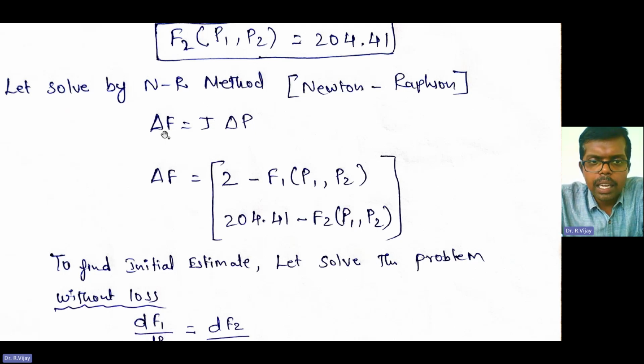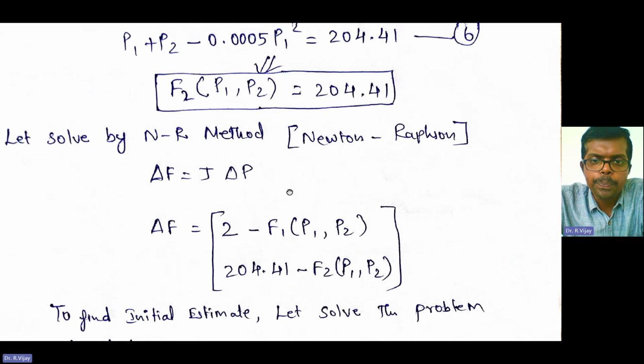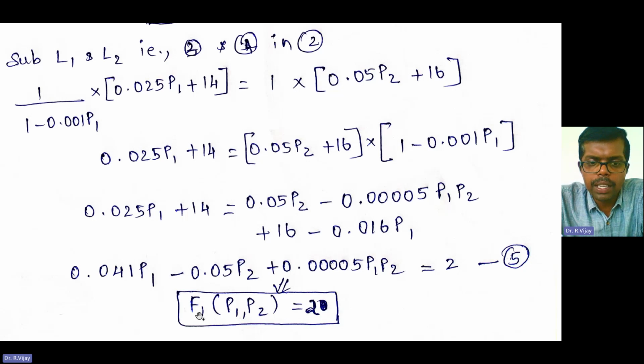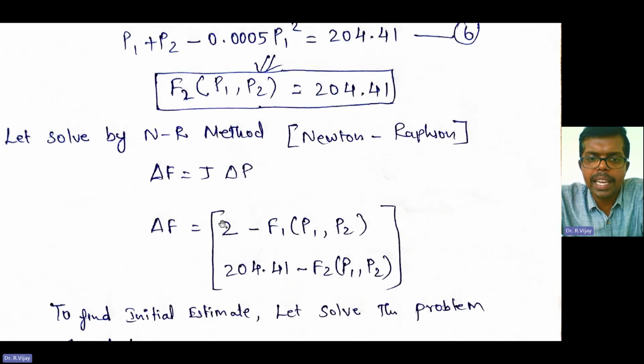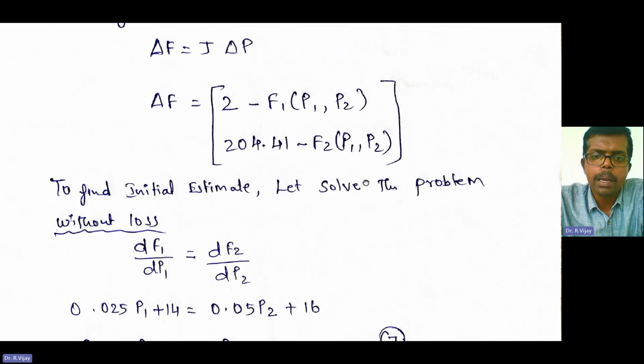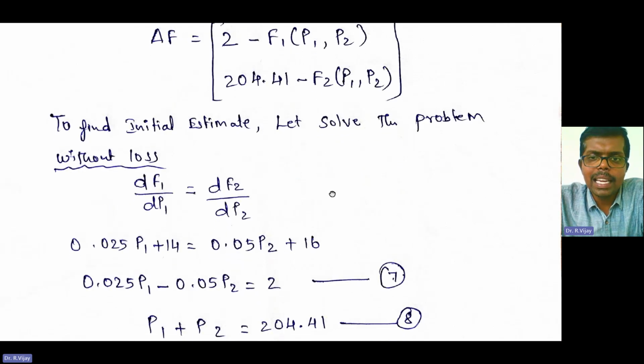So here, the change in the function del F, from equations 5 and 6: one function is F1 of P1 comma P2 is equal to 2, so that function we are taking as 2 minus F1 of P1 comma P2. Similarly, this function we are converting as 204.41 minus F2 of P1 comma P2. Now, to find the initial estimate, let us solve the problem without losses.